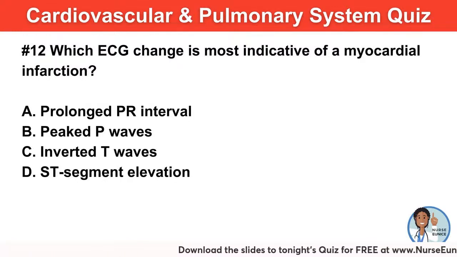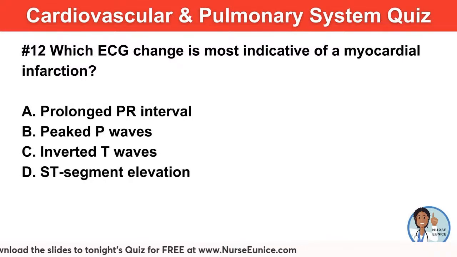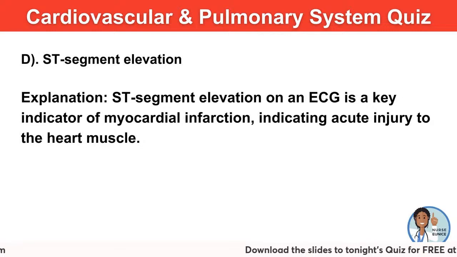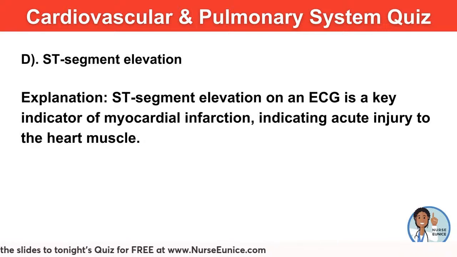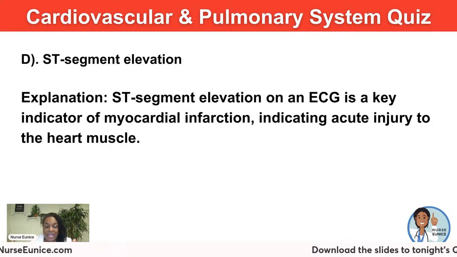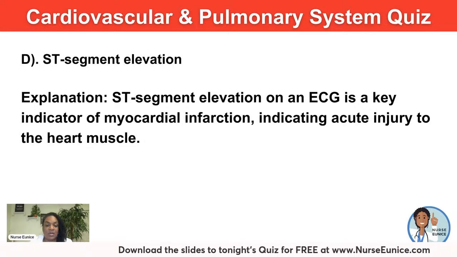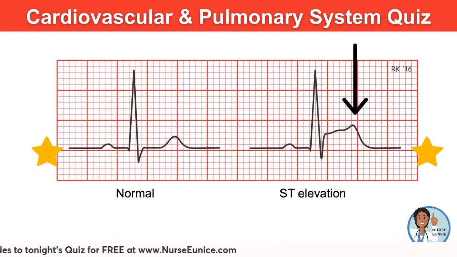I see the PR interval, I see A, I see D, and you all, if you chose D, you are correct. And the next slide will better explain it. So ST segment elevation on an EKG or ECG is a key indicator of myocardial infarction, indicating acute injury to the heart muscle, which is why whenever someone's having a change in their heart rhythm or they're having chest pain, one of the first things the doctor is always going to order is an EKG. And the next slide will show you what the changes would look like.